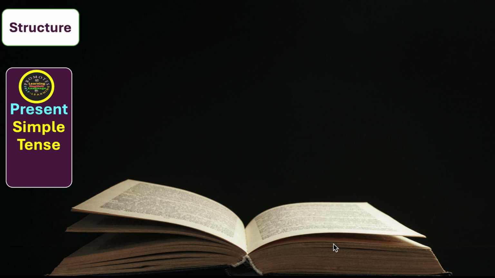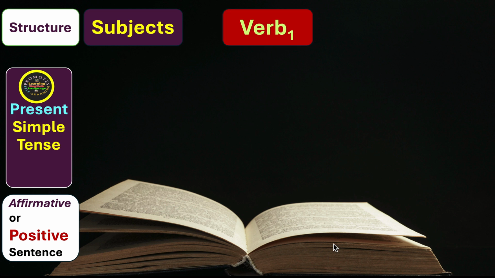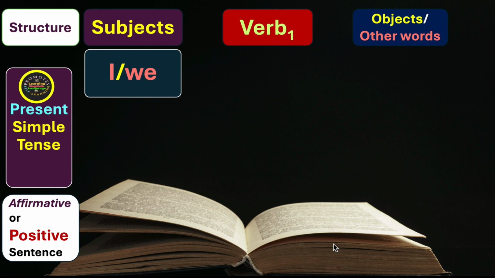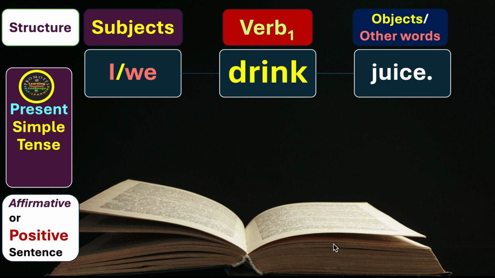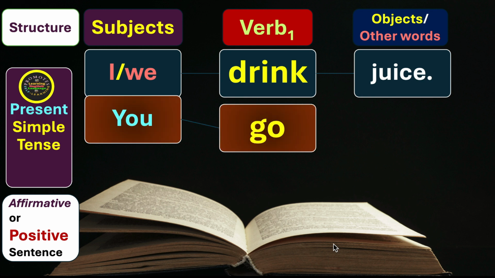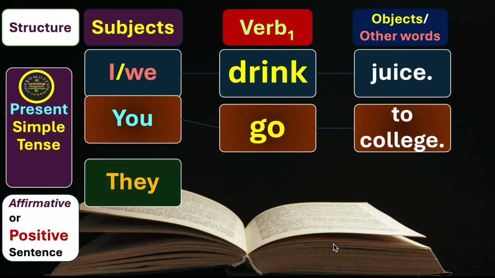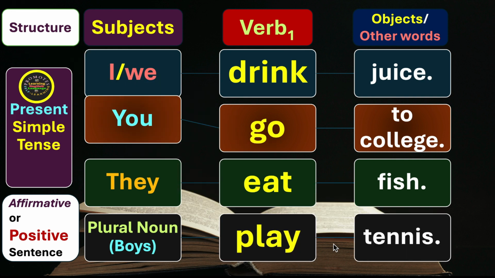Present simple tense structure in the affirmative or positive form of sentence. In every sentence we have subjects, but in this structure we have the first form of the verb, and then we have objects, or we call it other words. If your subject is I, we use the first form of the verb, drink, not drinks, and then we have the object, juice. Likewise, if you have the subject you, we use the first form of the verb, like go, and then we have to college. Continuing, we have the subject they eat fish. If we have a plural noun like boys, girls, students, people, then we use the first form of the verb play, and then we have the object tennis.